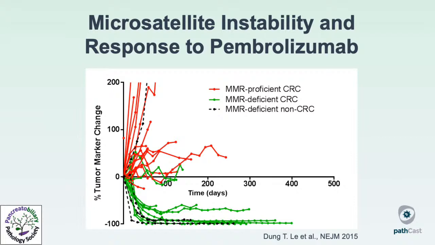And I should mention that the approval of immune checkpoint blockade for mismatch repair deficient tumors, this was approved by the FDA a few years ago, and it was the first approval of a drug that was not targeted to a specific organ site, but targeted to a molecular alteration.